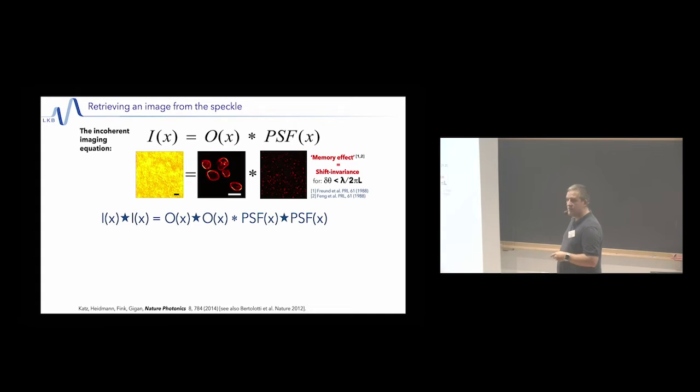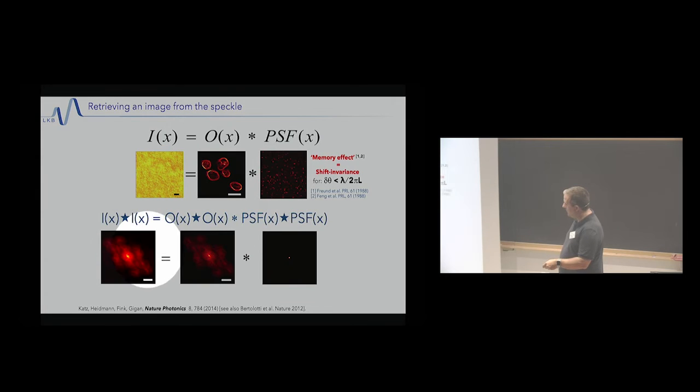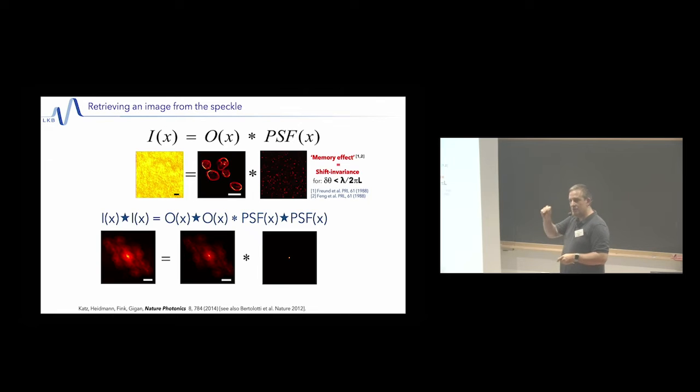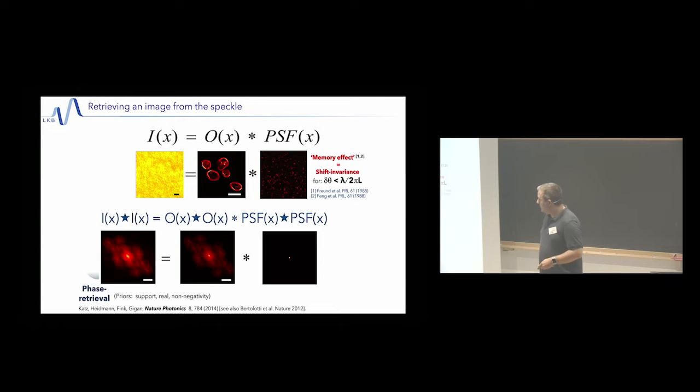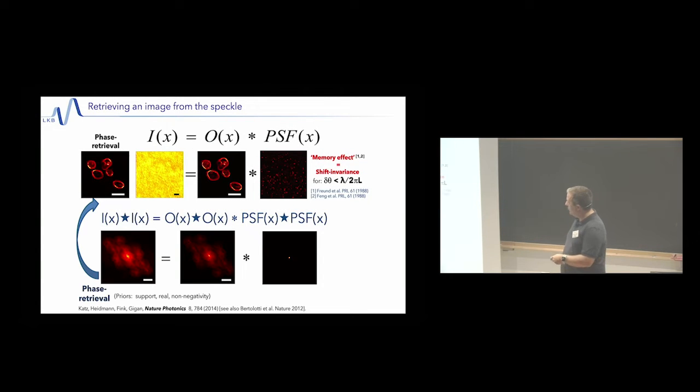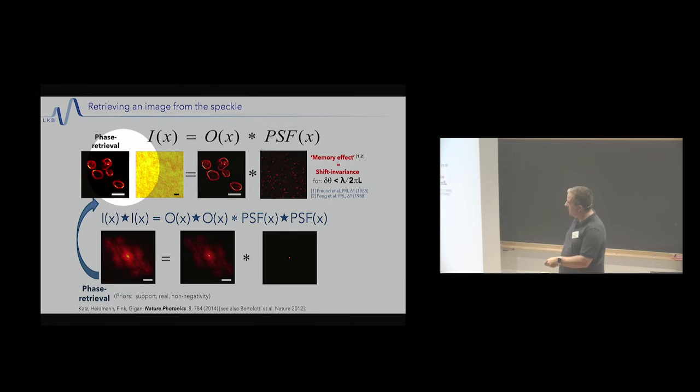is to use this very nice property of convolution, that the autocorrelation of the image is basically the autocorrelation of the object times the autocorrelation of the speckle. And then there is this beautiful property that even though the speckle is very broad and extended, it has very narrow spatial correlation. So the autocorrelation of the speckle is a very peaked function. So in a way, the autocorrelation of the image and the autocorrelation of the object are the same, even though they look very different. Okay, and then you can use phase retrieval to retrieve the object from this autocorrelation.